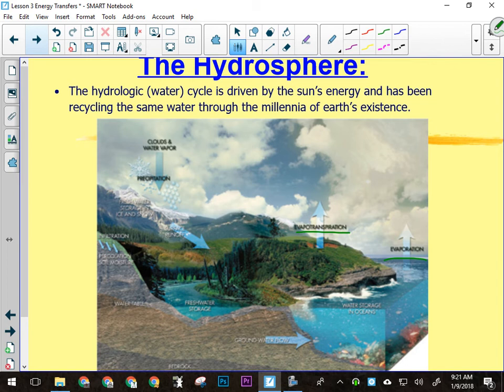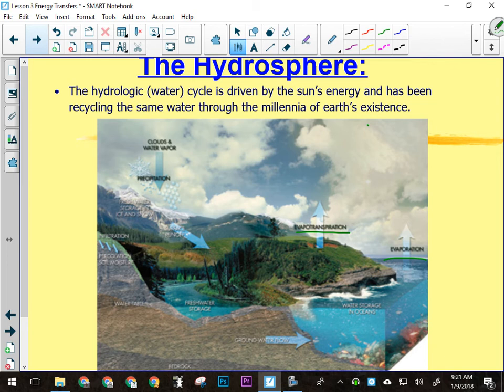With that water vapor comes latent heat, a bunch of energy. Then that water vapor will move over, it'll begin to cool, and it will condense. When it condenses, it releases all of the latent heat, so it's a way to transfer energy. When it condenses, it falls as precipitation: hail, rain, snow, whatever it happens to be.